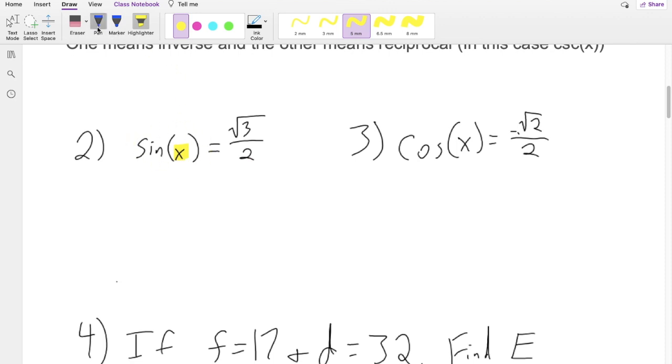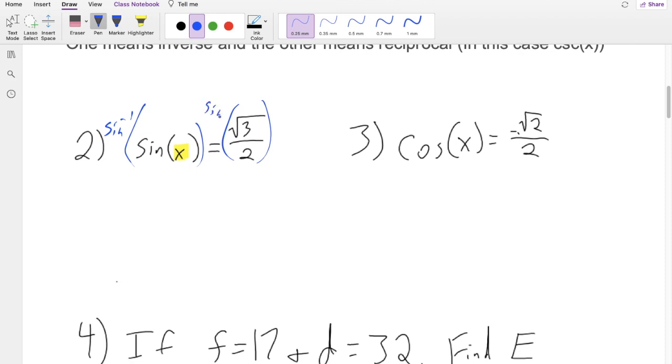So what I'm going to do is take the inverse sine of both sides, because if you remember, when you're solving something, what you do to one side, you have to do to the other side. So I'm going to be taking the inverse sine of both sides. And what that does is the inverse sine of sine is just going to cancel away, leaving me with x, because that's what I want. I want x by itself.